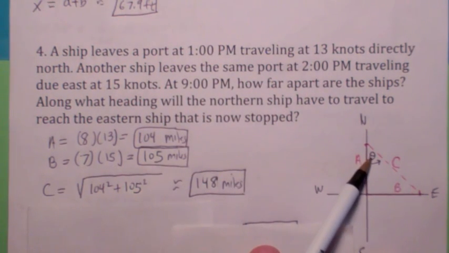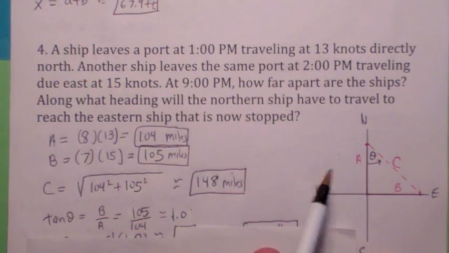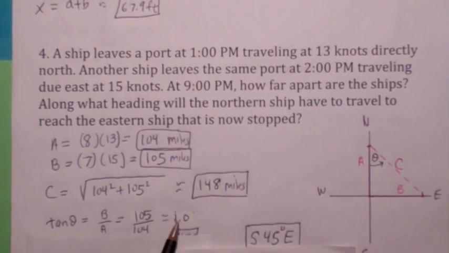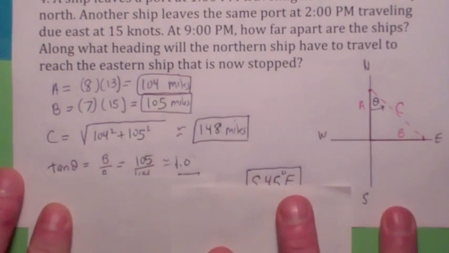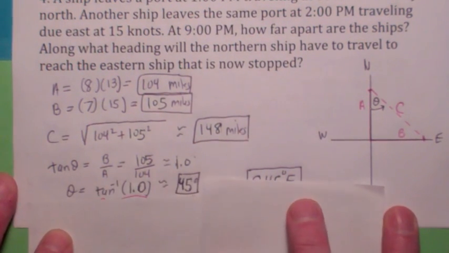You would first find this angle theta. You could say the tangent of theta equals b over a, doesn't it? Which comes out to be just about 1. Let's just round it up to 1. Can you think of what angle has tangent 1? Wouldn't that be 45 degrees?